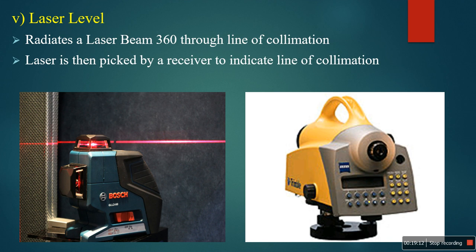The instrument emits the laser, which touches the reflector and hits back to the instrument. Then it calculates the travel time from this station to the reflector station. Then it gives the height of the instrument as well as the distance from the instrument to our reflector point. This is the laser level. Nowadays it is commonly used as a surveying instrument.